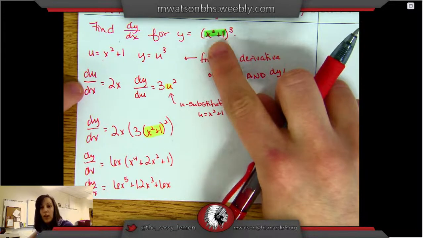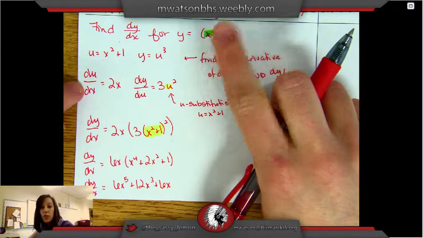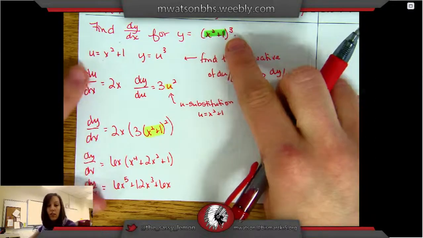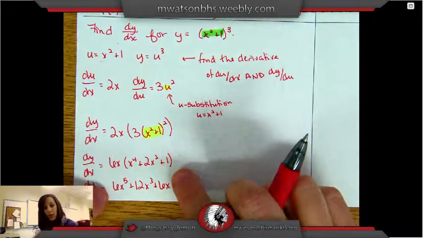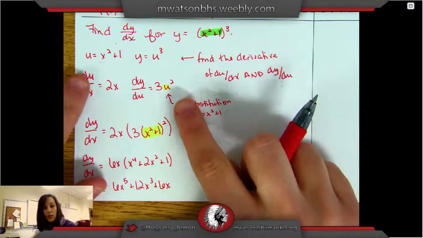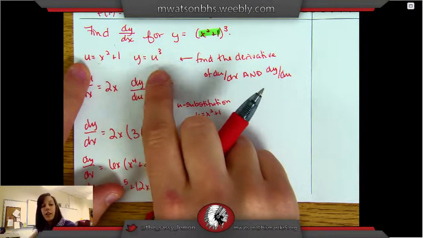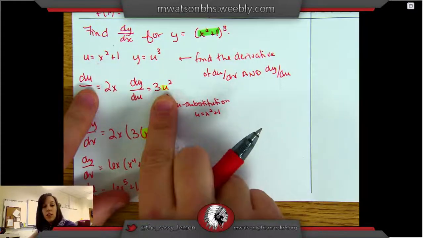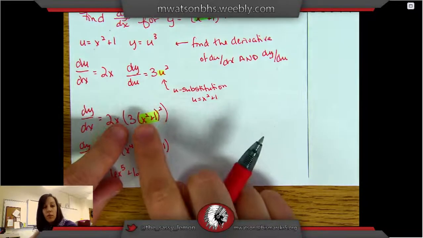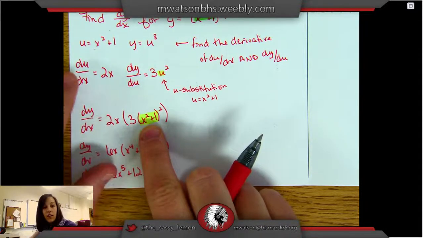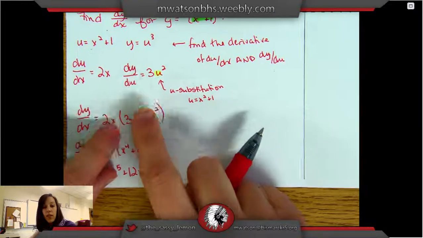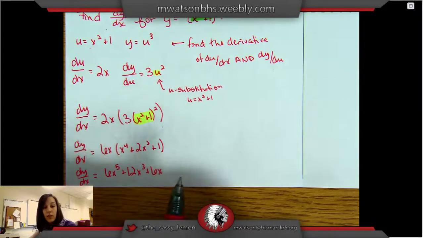Now that was so much easier than if we would have had to cube this quantity, because we would have had to double distribute and then triple distribute and then do the derivative. But instead we were able to use u substitution, identify our pieces in our composite function, do the derivative of each, and then just simply multiply du over dx times dy over du. And there we go.